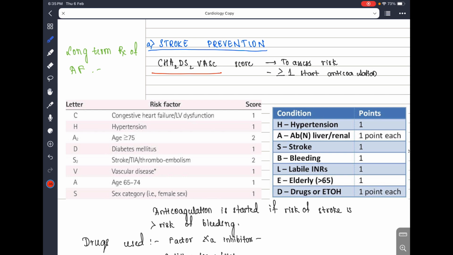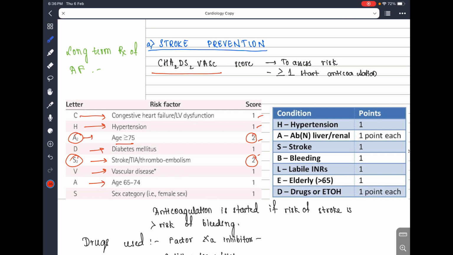Remember, there is CHA2 and S2. So this score has scoring. If these risk factors are present, then the score is 2. For others, it's all 1. C is congestive heart failure or LV dysfunction. H is hypertension. A2 is age more than 75. D is for diabetes mellitus. S2 is prior history of stroke or TIA or thromboembolism. V is for vascular disease. A is for age 65 to 74.